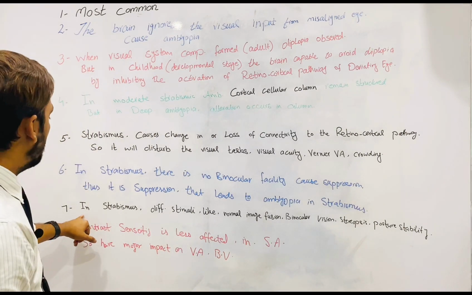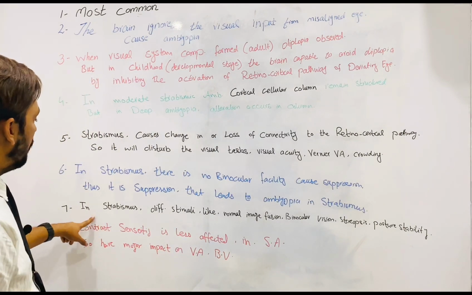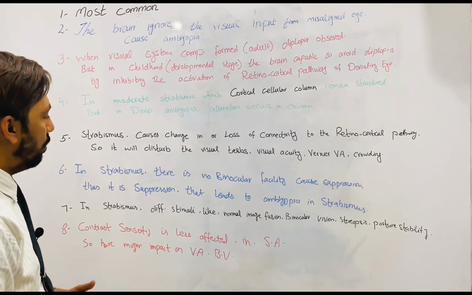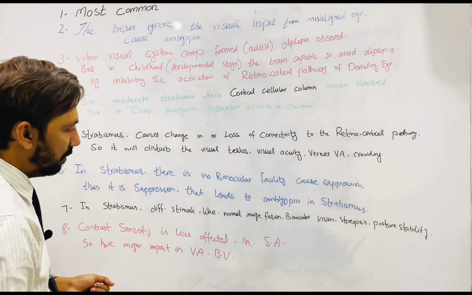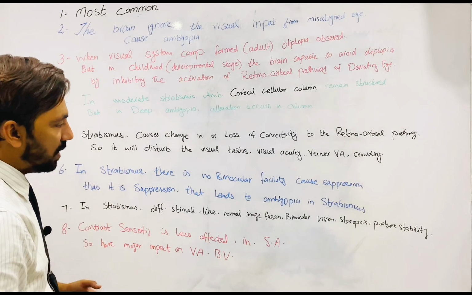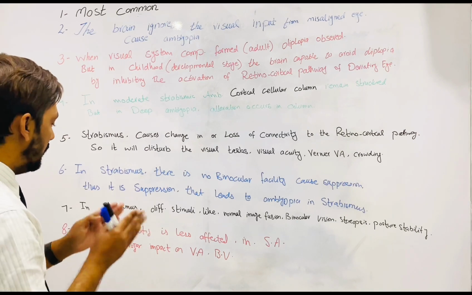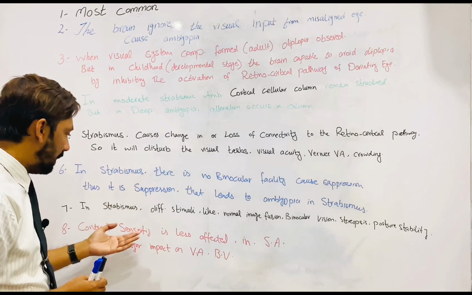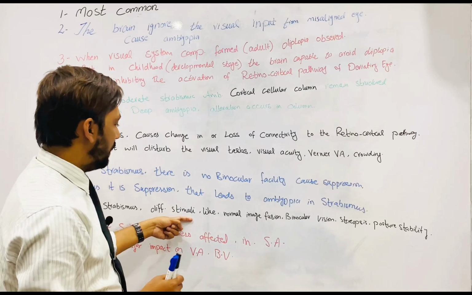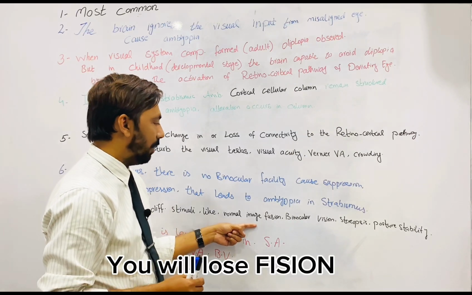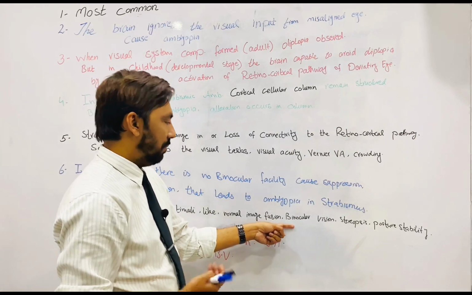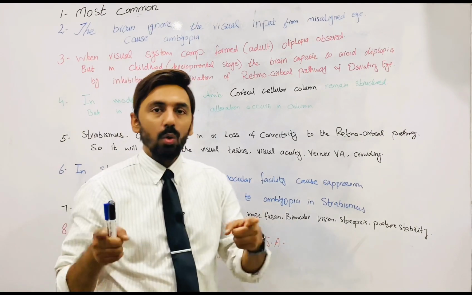So the seventh point is in strabismus, different stimuli like normal image fusion, binocular vision, stereopsis, and posture stability, you will lose these stimuli. If you are strabismic, then you will lose the different stimuli like the normal image fusion. You will lose the normal image fusion. There would be no fusion.